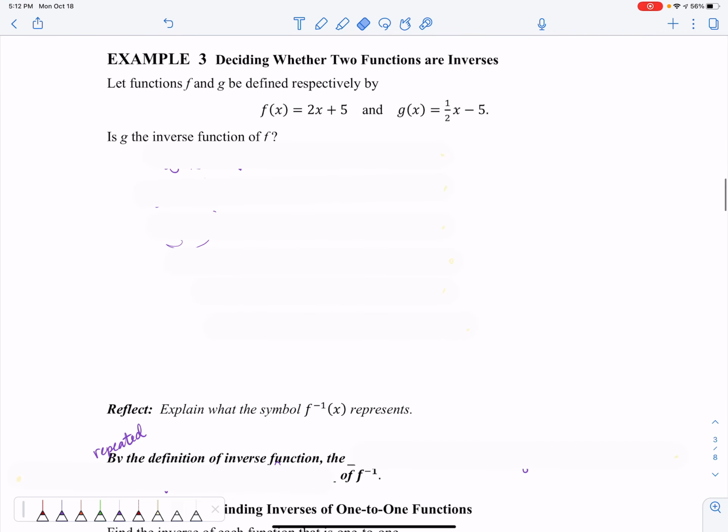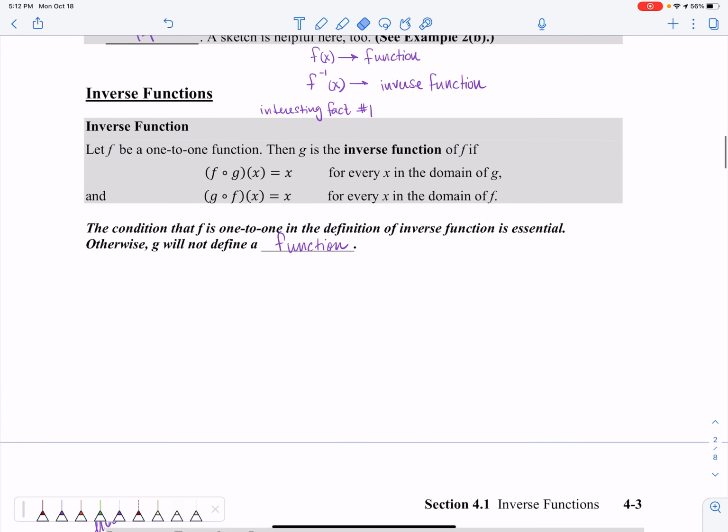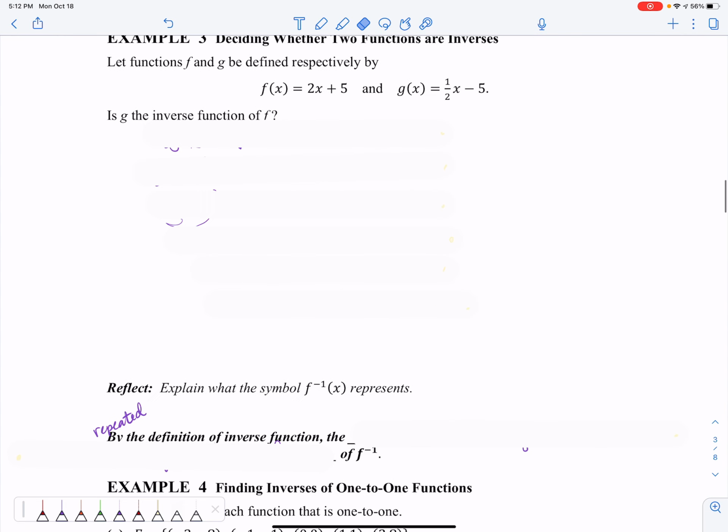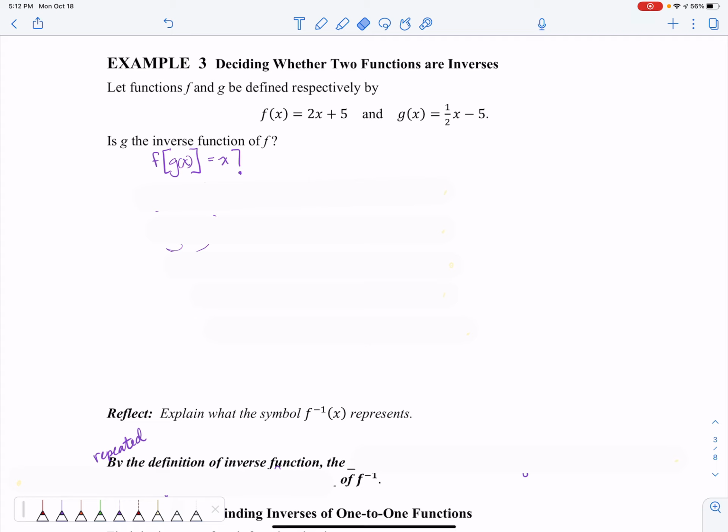So for example number 3, it says that we should decide whether these two functions are inverses of each other. So we're going to use interesting fact number 1, where we're going to test by using composition whether f of g of x and g of f of x are both equal to x. So let's go ahead and find f of g first. We want to know, does this equal x? So we take g of x out and replace it with what it equals. We found that over here. And then we'll go to our f function, and wherever we see an x in our f function, we'll replace it with this guy right here.